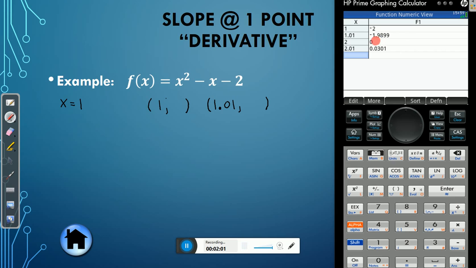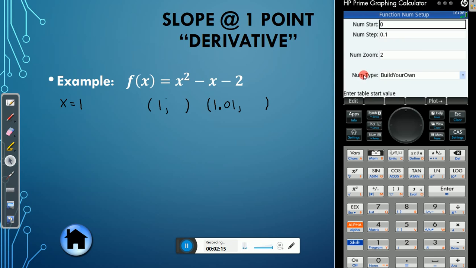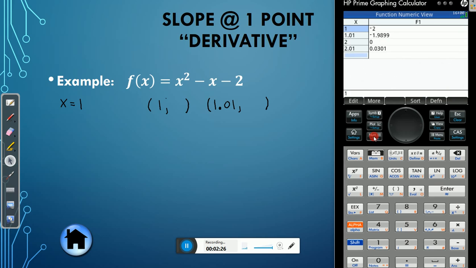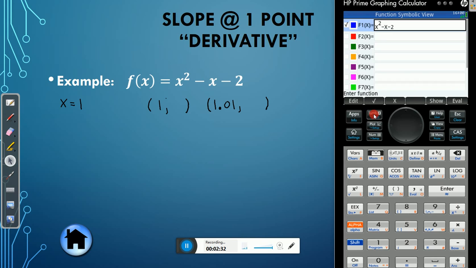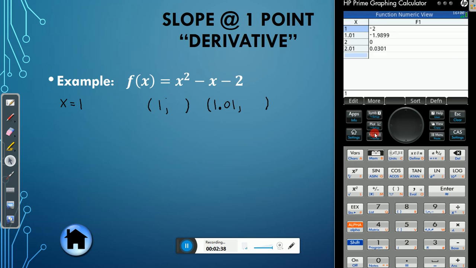When you plug in 1, you get -2, and when you plug in 1.01, let's round that to -1.99. If your numeric view for the calculator here does not look like this, you can make it look like that. Hit Shift number, and under number type, if it says automatic, it will put all numbers in there for you, but they may not be the ones you want. So click on build your own. Hit numerical, and there it is. Again, to plug in the equation, you go to symbolic view and you type in your equation x squared minus x minus 2 there.